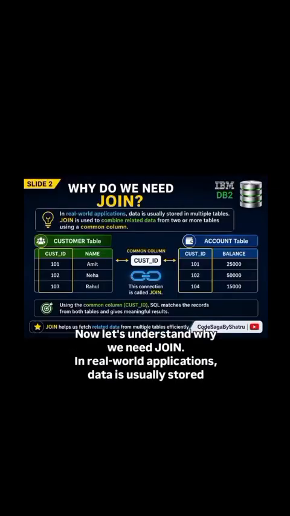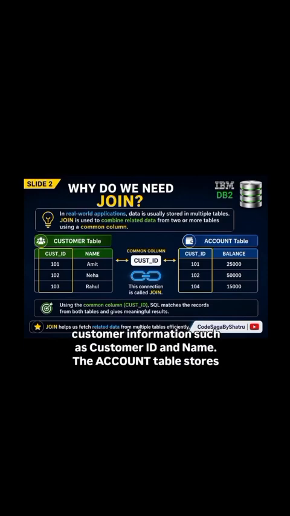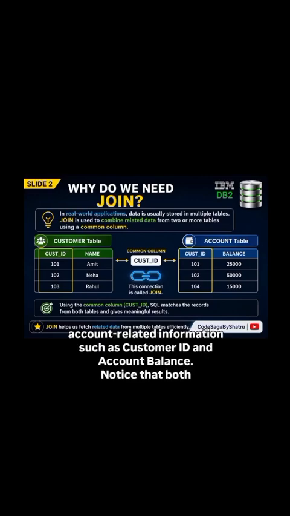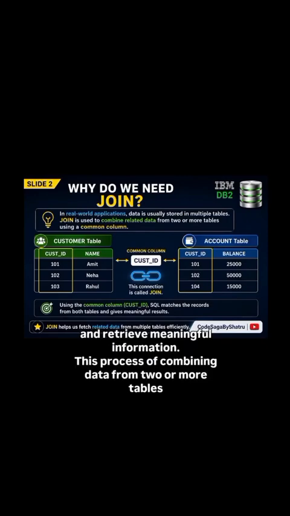Now let's understand why we need join. In real world applications, data is usually stored in multiple tables instead of a single table. For example, the customer table stores customer information such as customer ID and customer name. The account table stores account related information such as customer ID and account balance. Notice that both tables have one common column, customer ID. SQL uses this common column to connect both tables and retrieve meaningful information.